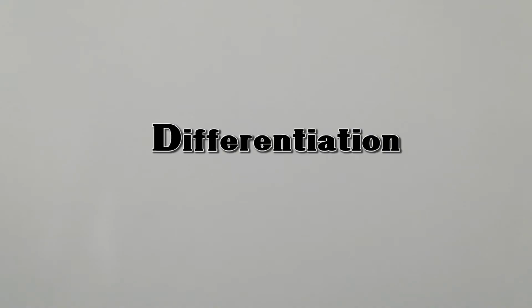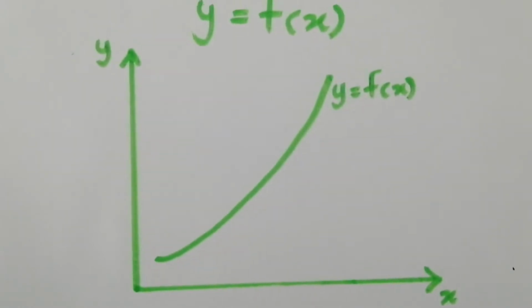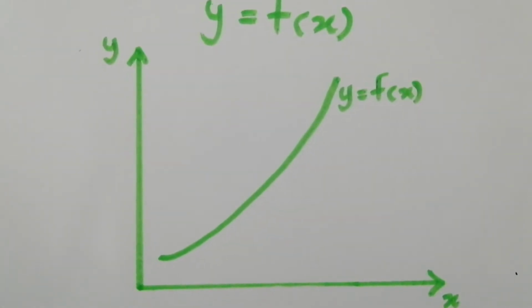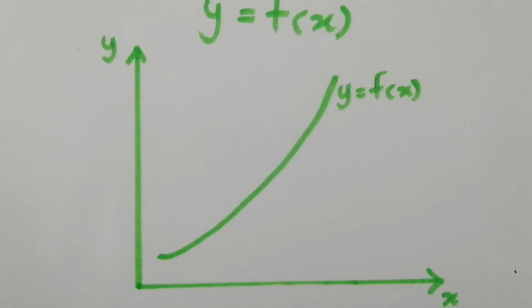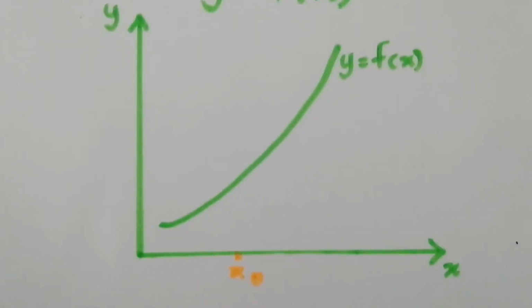First of all, I am giving you an introduction about differentiation. Now, I am considering a function of x as y. Just think the function is given like this. Now I am considering a point x0 on the x-axis. Then the corresponding y-coordinate is given as y0.